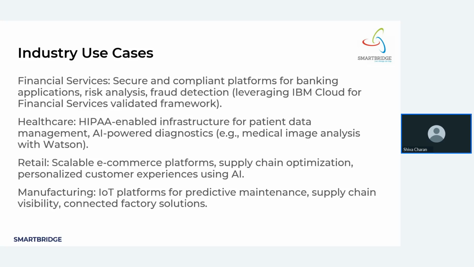Okay, so what is retail and manufacturing? In retail, it will be scalable e-commerce platforms, supply chain optimization, personalized customer experience using AI. These are some of the use cases in the retail sector where we can implement IBM Cloud. And coming to the manufacturing side, you can go for IoT platforms for predictive maintenance, supply chain visibility, and connected factory solutions. So these are some of the industry use cases. We'll just proceed forward.